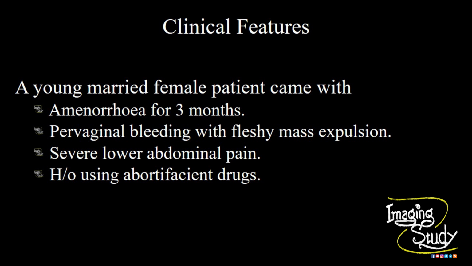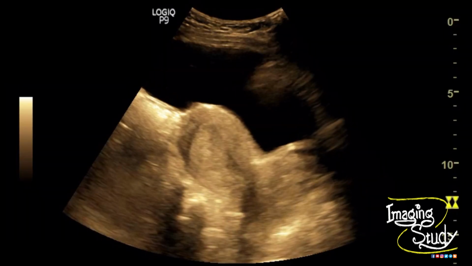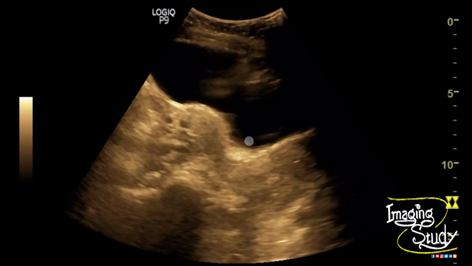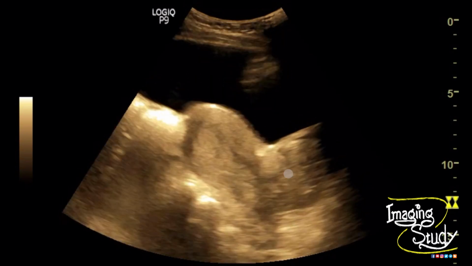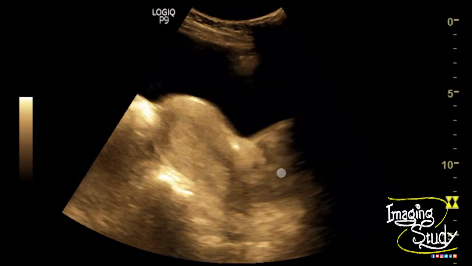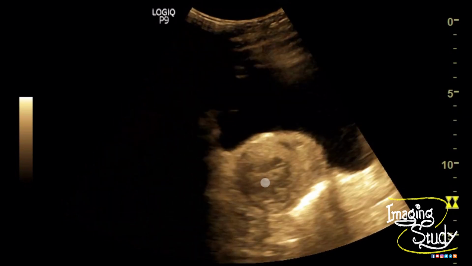Let's see what we get on ultrasound. Here's the longitudinal section of the uterus. You can see the uterus is bulky, the endometrium is thickened. You can see the internal os is dilated and mixed echogenic substance noted at the cervical cavity, both in longitudinal and also in transverse section.